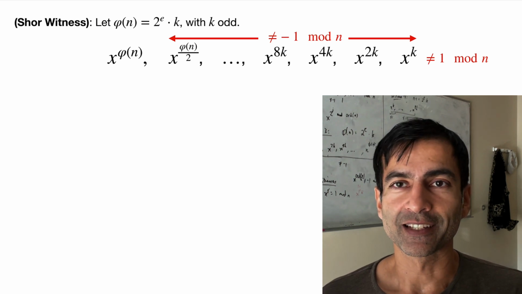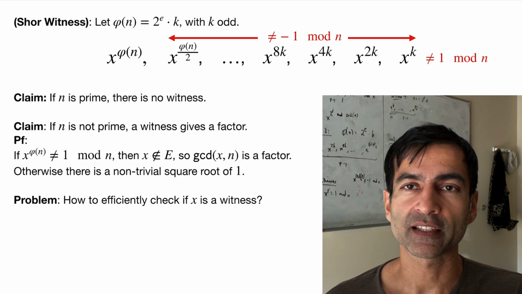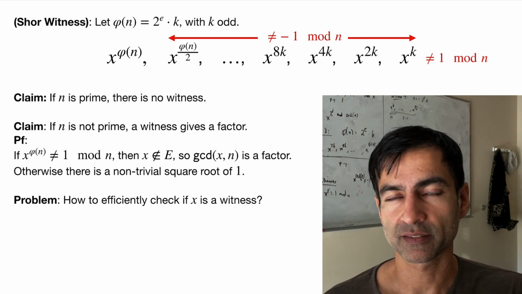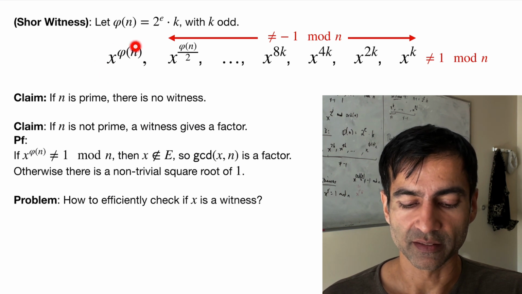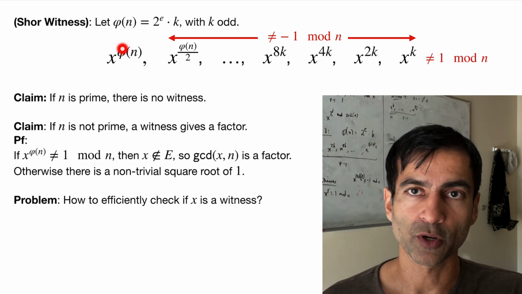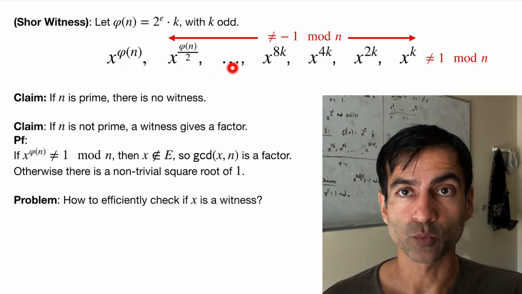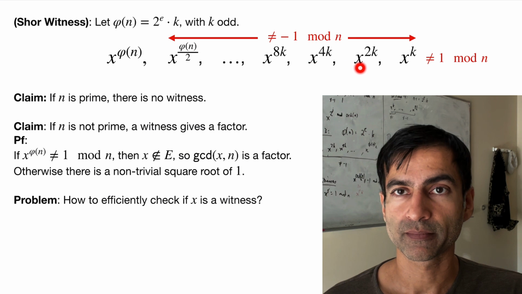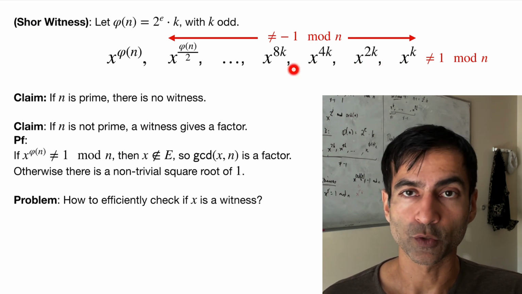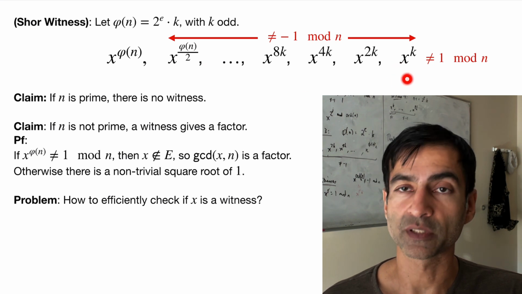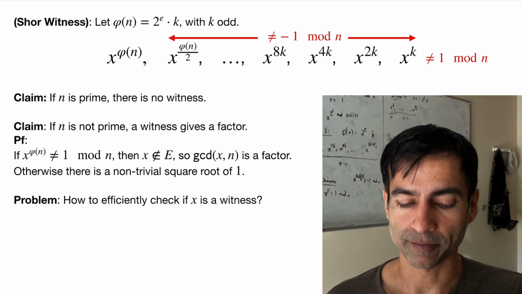All right, so now let's analyze this witness. The first claim I want to make is that if n is prime, then there is no witness. And that's because if n is prime, then this number will always be 1 modulo n. And that means all of these square roots here will either be 1 or minus 1. And so at some point, either you'll have a minus 1 in this part. If you don't have minus 1s anywhere there, the entire sequence has to be 1. So there is no witness when n is prime.